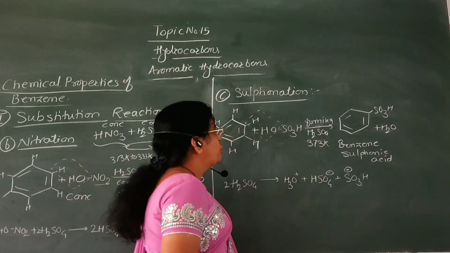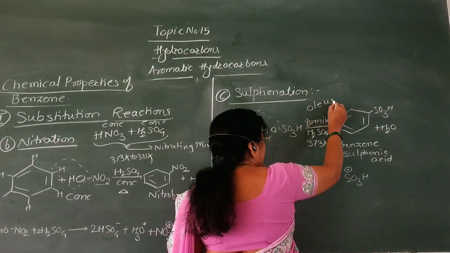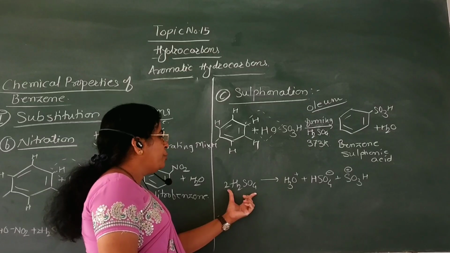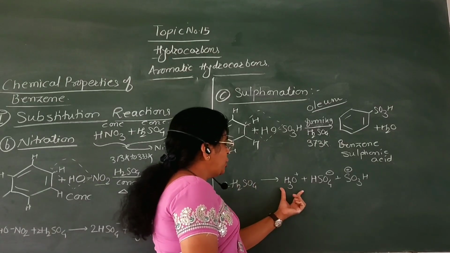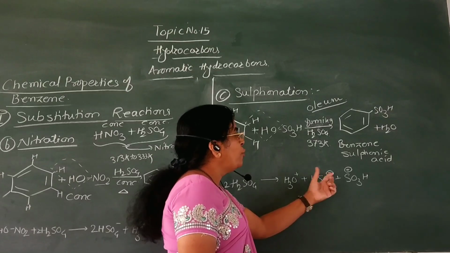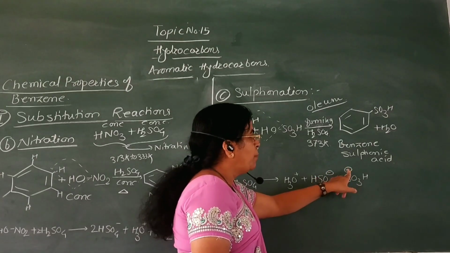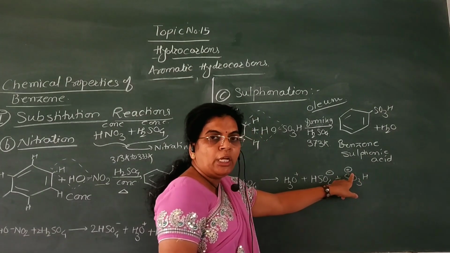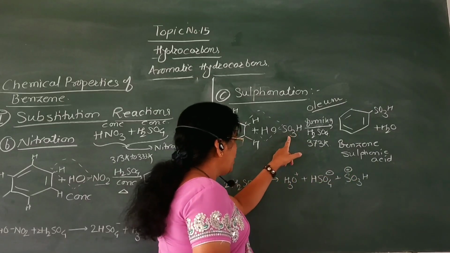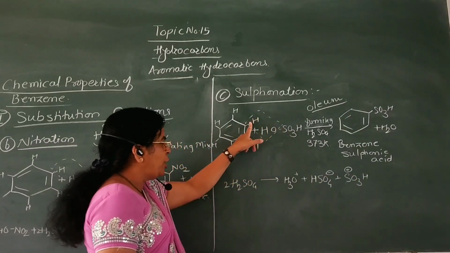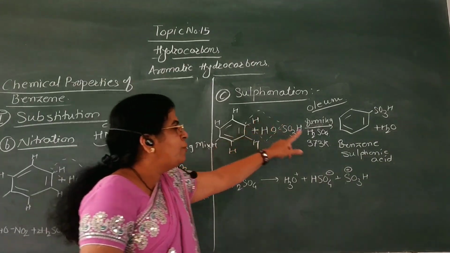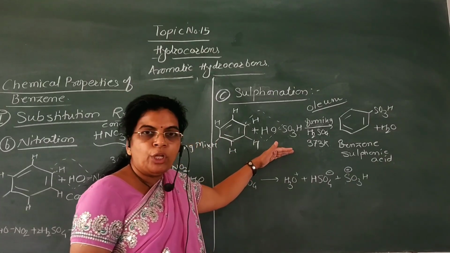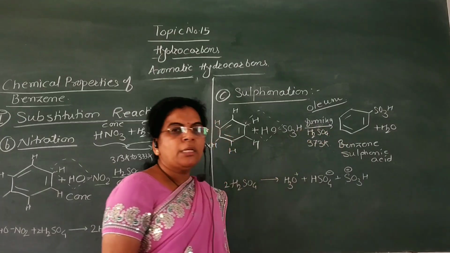This fuming H2SO4 is also called oleum. Now here, when two molecules of H2SO4, or fuming sulfuric acid, react, they form H3O+ ion plus HSO4- ion plus SO3H+. That is, this SO3H group is the electrophile, an electron deficient species, and this SO3H group is substituted for the hydrogen atom of the benzene ring to form benzene sulfonic acid. In this way, when benzene is heated with fuming sulfuric acid, it gives benzene sulfonic acid.